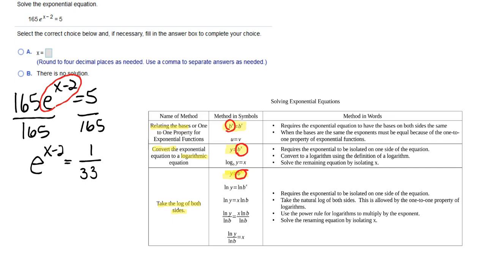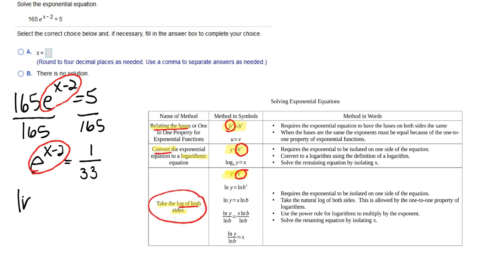And now my exponential is isolated. So I can't use these other methods of converting, taking the log of both sides, or relating the bases until I have that exponential isolated. Okay, so now that we have it isolated, I'm going to use the take the log of both sides method.